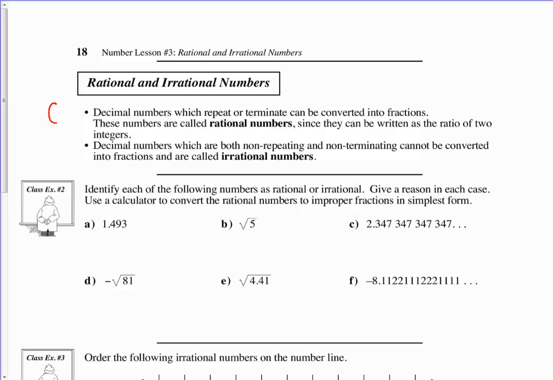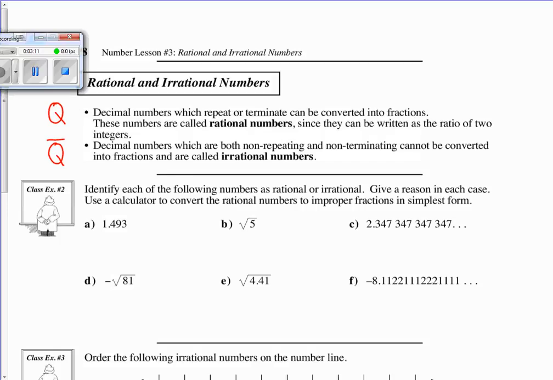Now the symbol for rational is a Q, because it has to do with a quotient, and we'll talk about why. And the symbol for irrational is a Q with a line on top. That line in math means not. So not Q. It's either rational or not rational. So it's either it is or it isn't. There's two types. I'll start drawing it on the board.